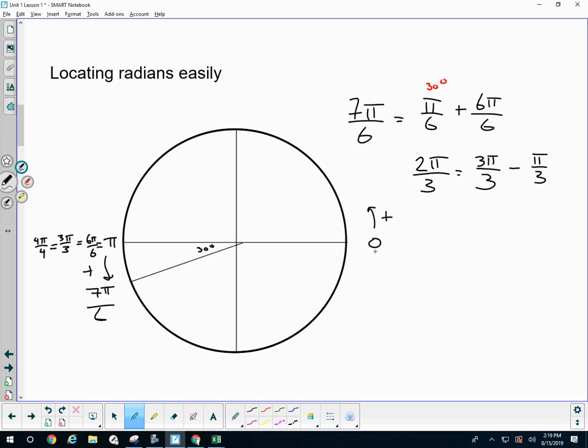Remember, when we look into the horizon, going up would be adding, so counterclockwise. Going clockwise would be subtracting. Here's 3 pi over 3 right here. If I subtract a pi over 3, I'd be going this way. Knowing that a pi over 3 is 60 degrees, that's why I'm going to be located here, where I have a 60-degree angle created.